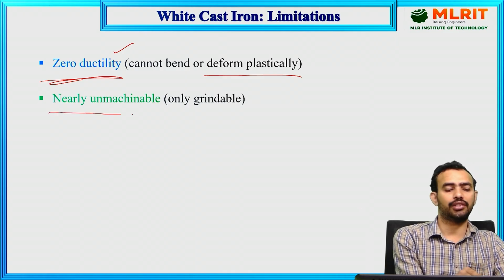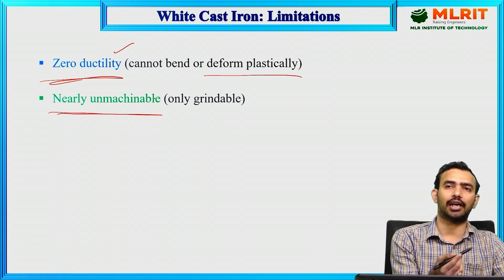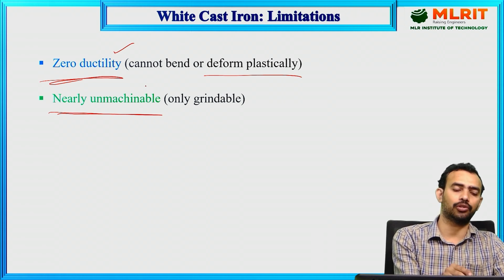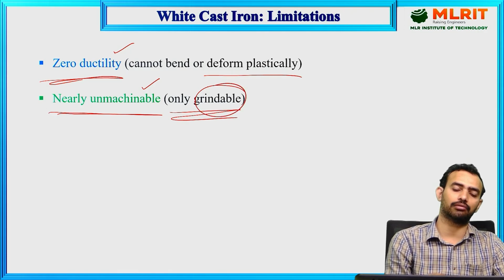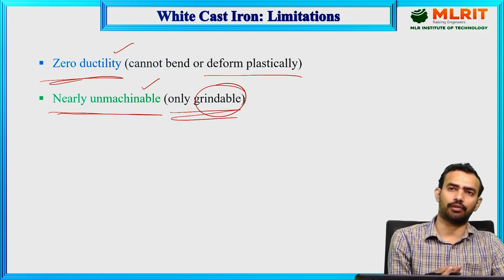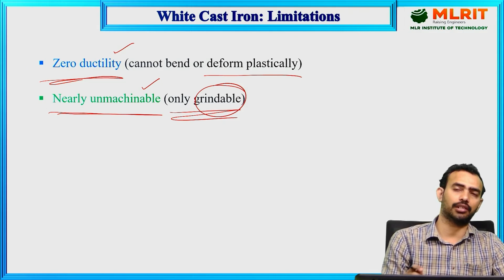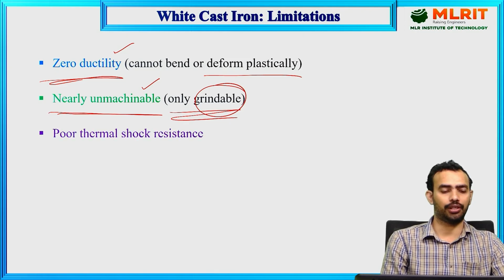Since it's very hard in its nature, it is nearly unmachinable. It is almost unmachinable, and can only be ground. So we can only grind and remove a very small amount from its surfaces, but it is highly challenging to machine such materials.